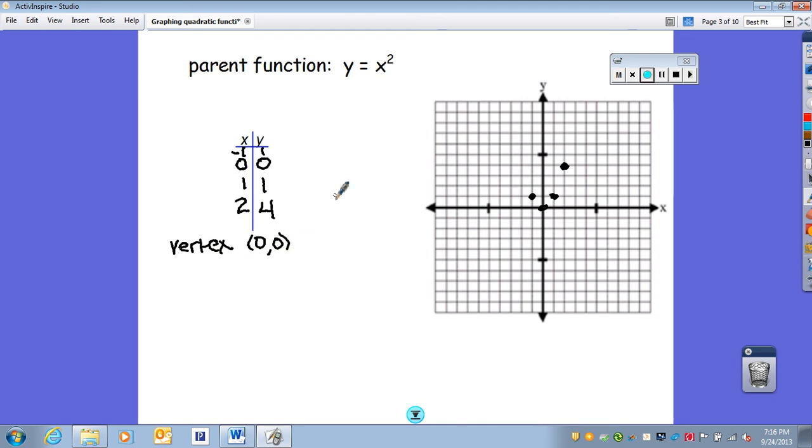I know by the leading coefficient, which is a +1, that my parabola opens up. Since my parabola opens up, my vertex is going to be my lowest point of my parabola. Since it is the lowest point, the vertex is a minimum.